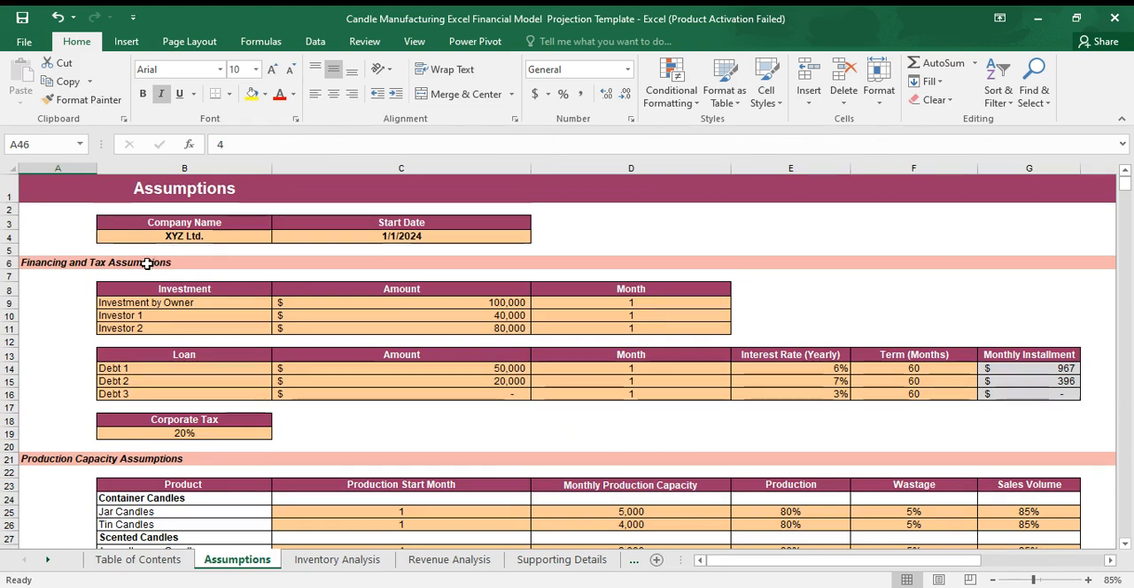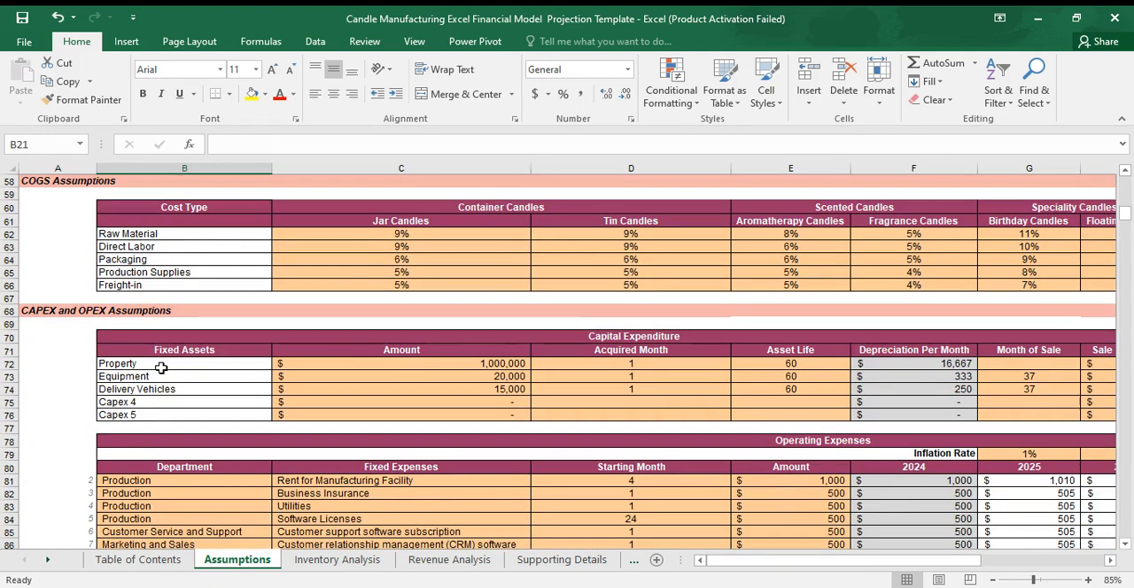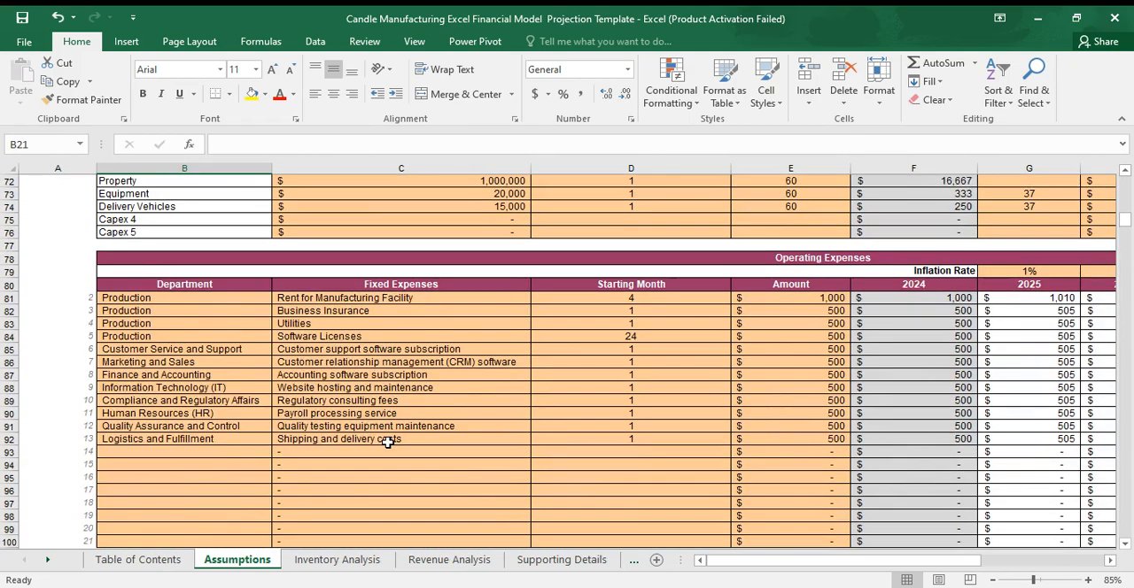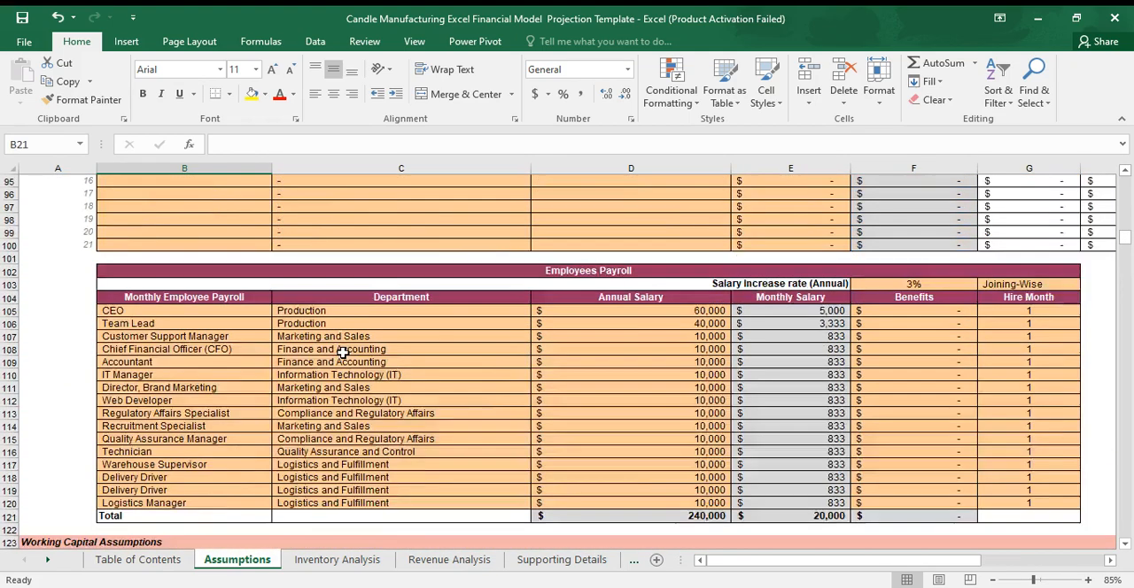Starting off with the assumptions sheet, here we have included all the major assumptions related to this business. This includes your financing assumptions, your production capacity, revenue and cost of goods sold assumptions. Then we have the capital expenditure and operating expenditure assumptions. This includes payroll as well. And then we have working capital assumptions.